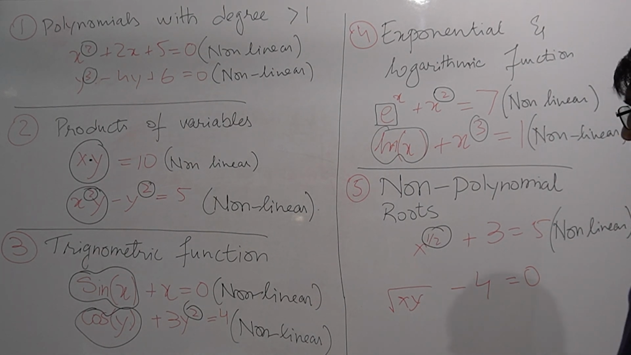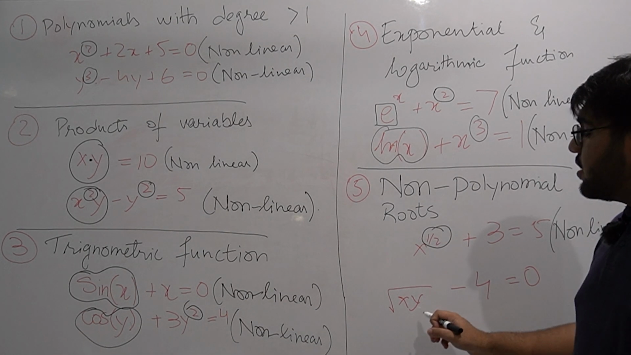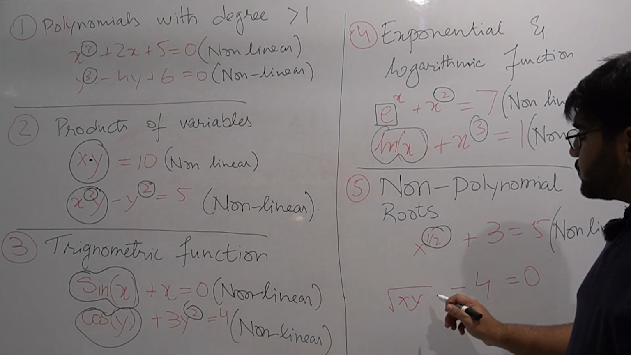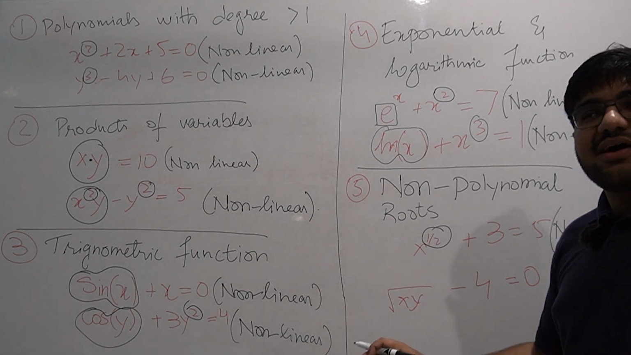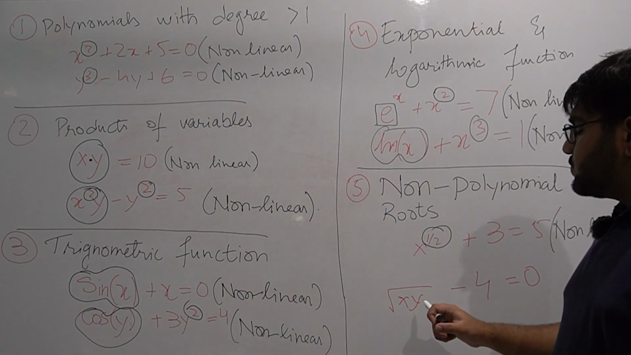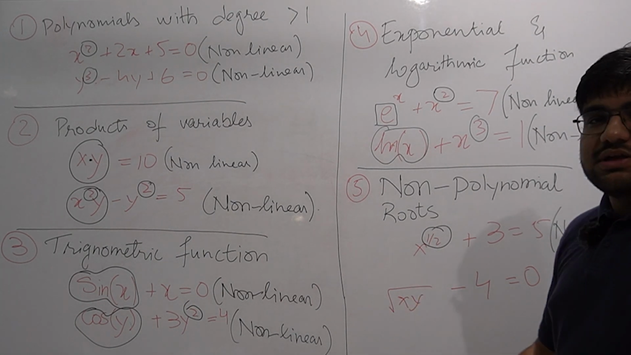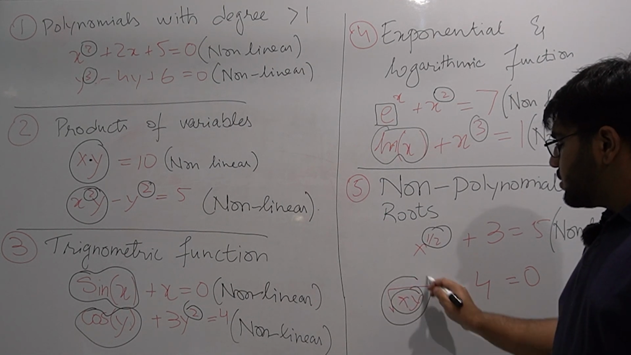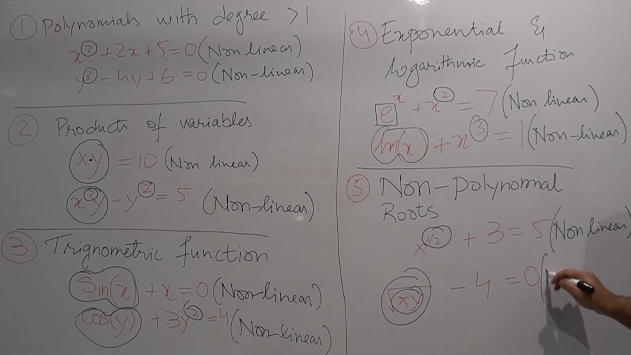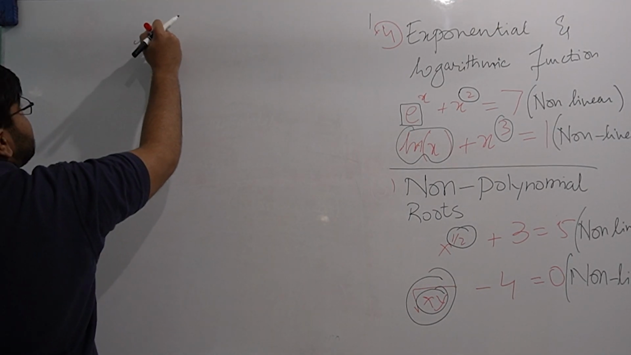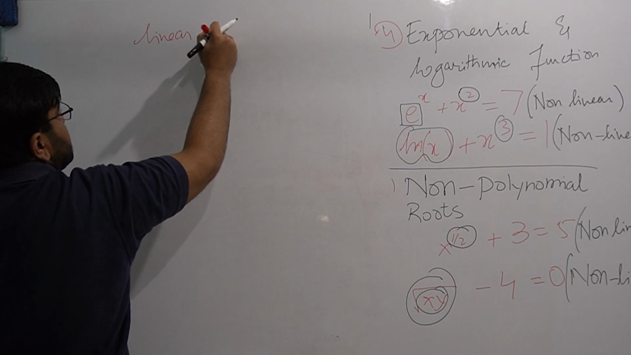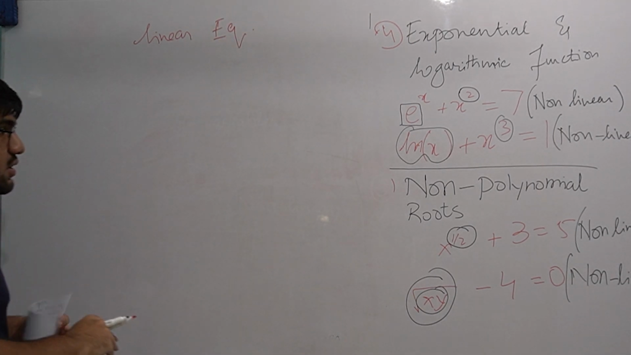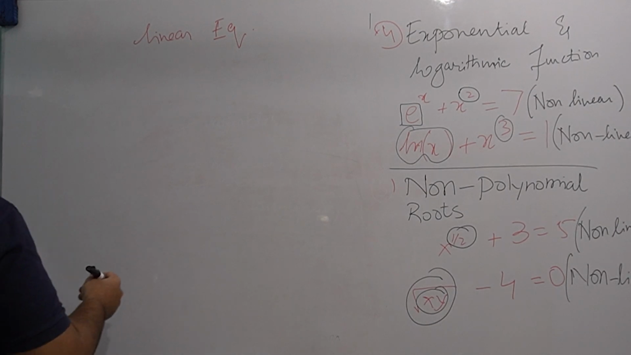And the last example, x multiplied by y whole under root. So basically, not just are they multiplying two variables, but they are also under the square root, which makes it non-linear again. So for linear equations, I would just give you 3 of the examples which I have written down.